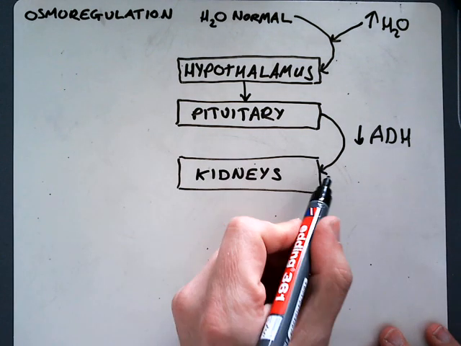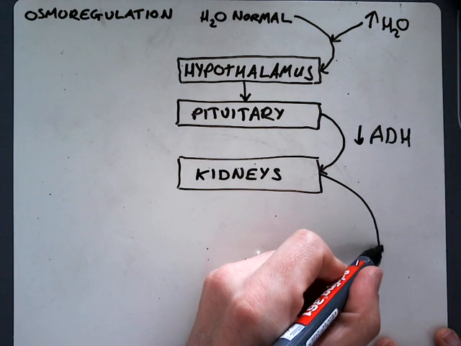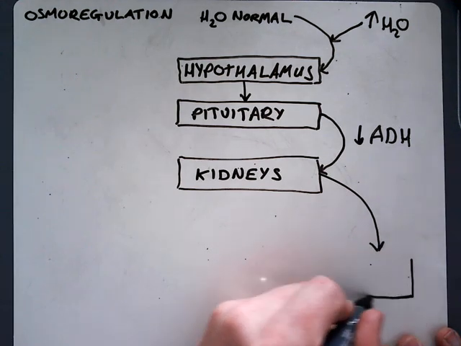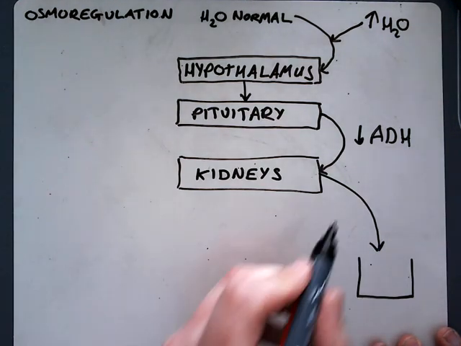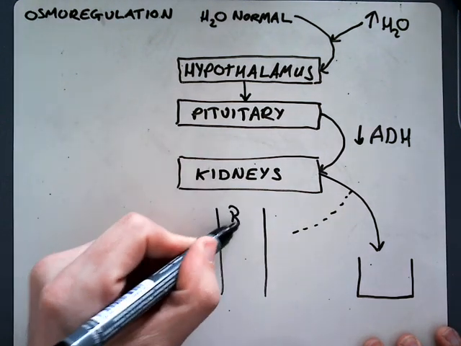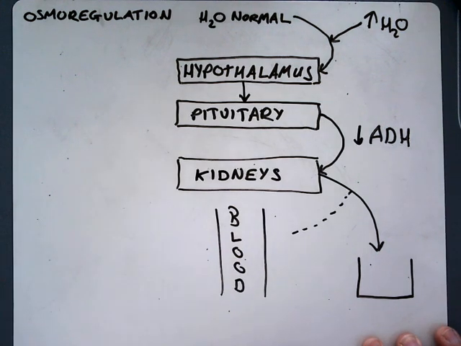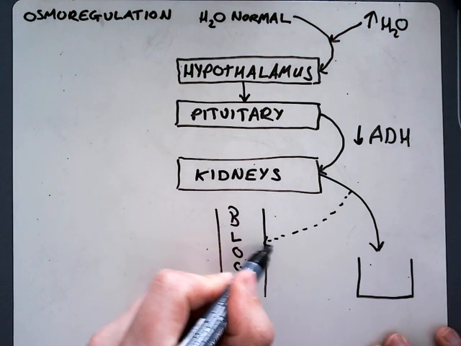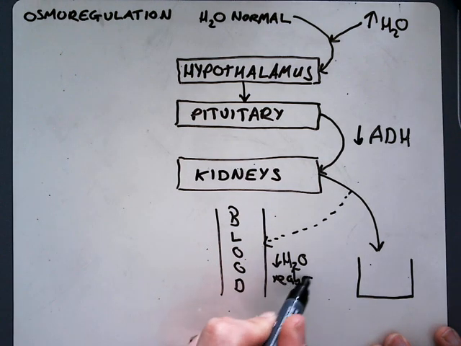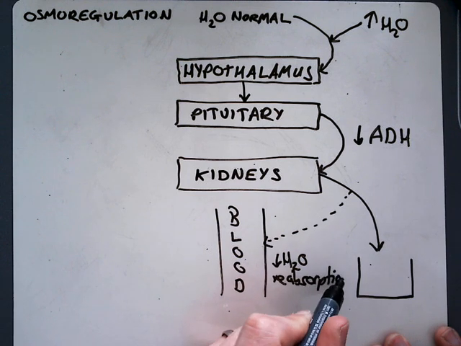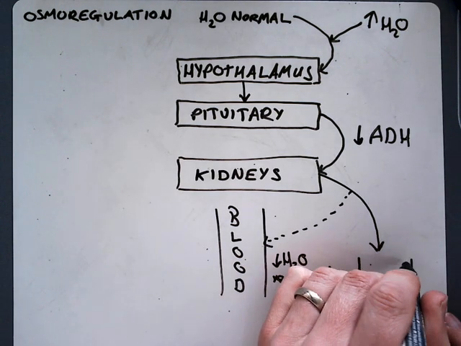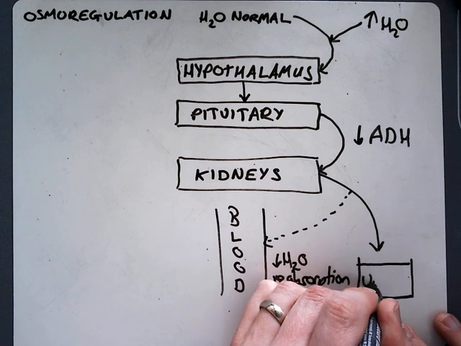And when they don't receive a high signal of ADH, what the kidneys do is they prioritize the removal of water from the blood. Here's the blood here. Let's use this area to represent the bloodstream. There's very, very little reabsorption. So the water reabsorption is low. So most of the water goes into the bladder and then stores up, and when you urinate you have a large volume of urine.